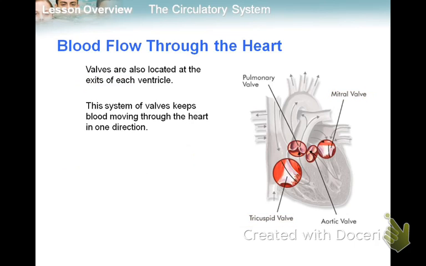There are also valves at the exits of each ventricle. In the exit of the right ventricle, the pulmonary valve, referring to the fact that that is leading to the lungs. And then in the left side of the heart, the ventricle has the aortic valve at the exit, referring to the fact that that is leading to the aorta. Again, this prevents backflow.